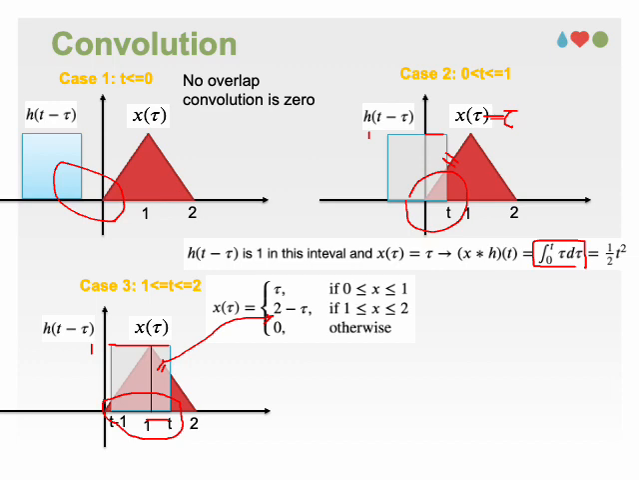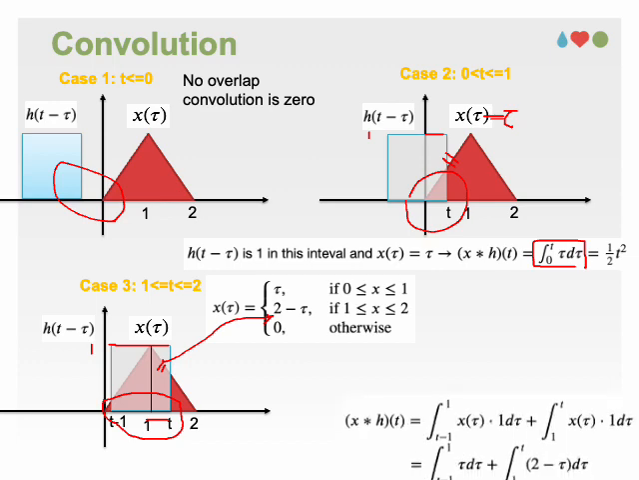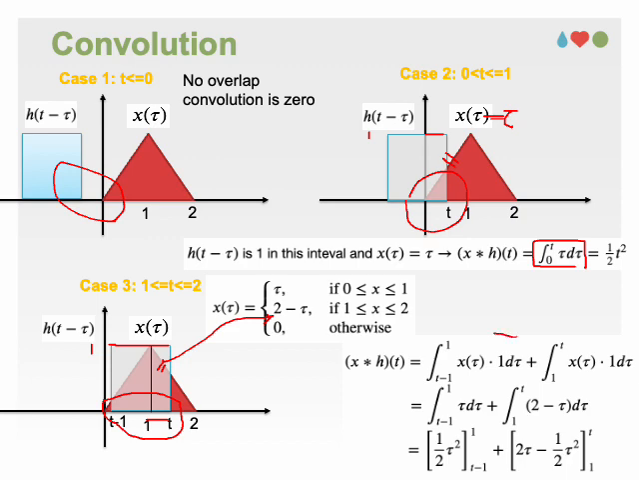To calculate the convolution for this scenario, we need to split the integral into two parts. The first integral corresponds to the interval t minus 1 and 1, and x(tau) is set to tau. The second integral corresponds to the interval 1 and t, and x(tau) is set to 2 minus tau. By inserting the appropriate integral bounds, you can evaluate these integrals to obtain the value of the convolution for this case.